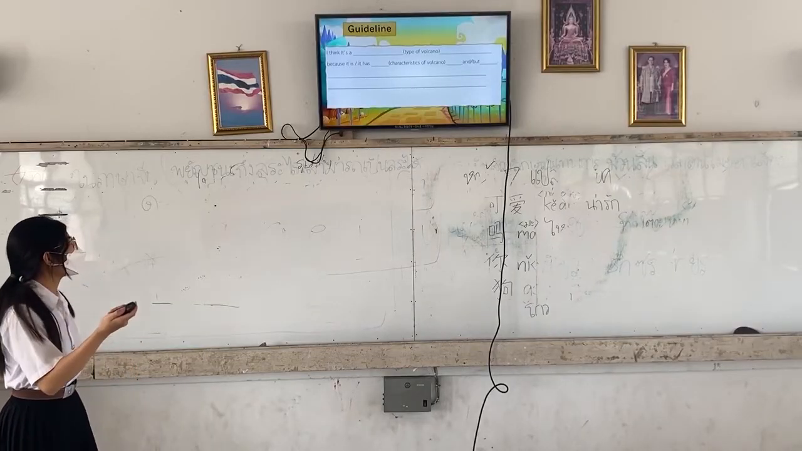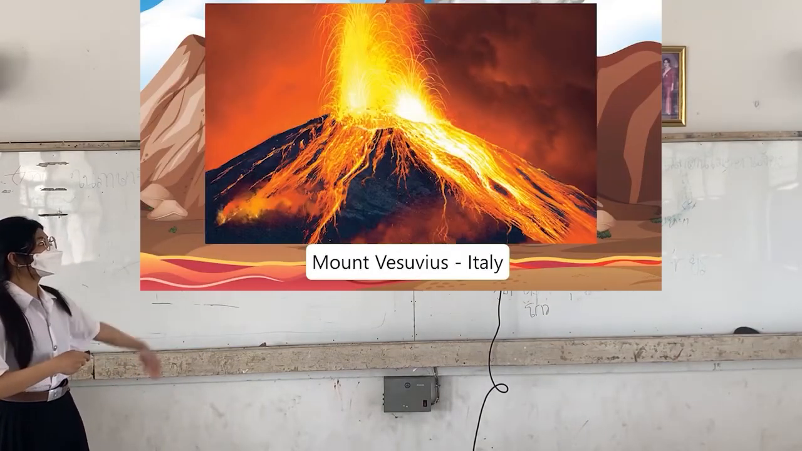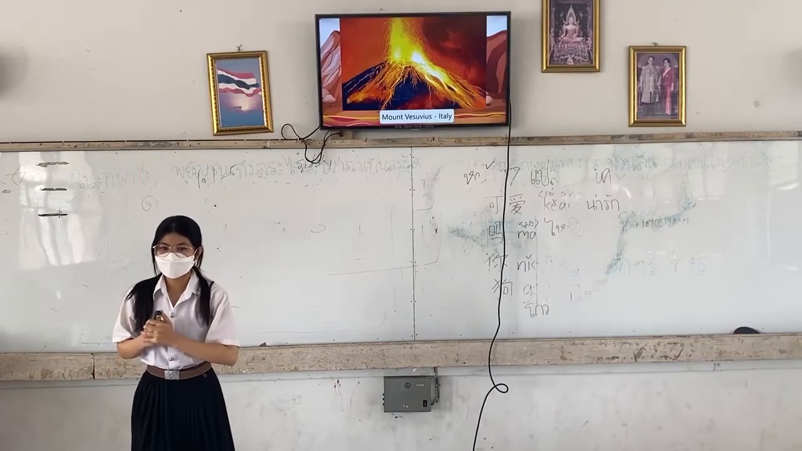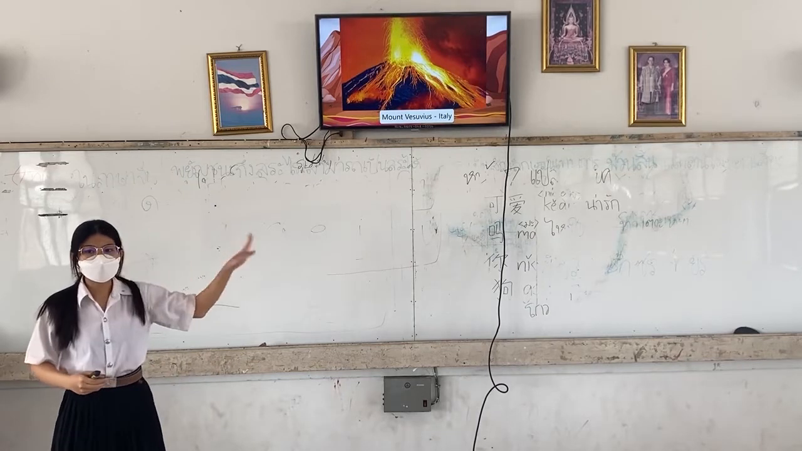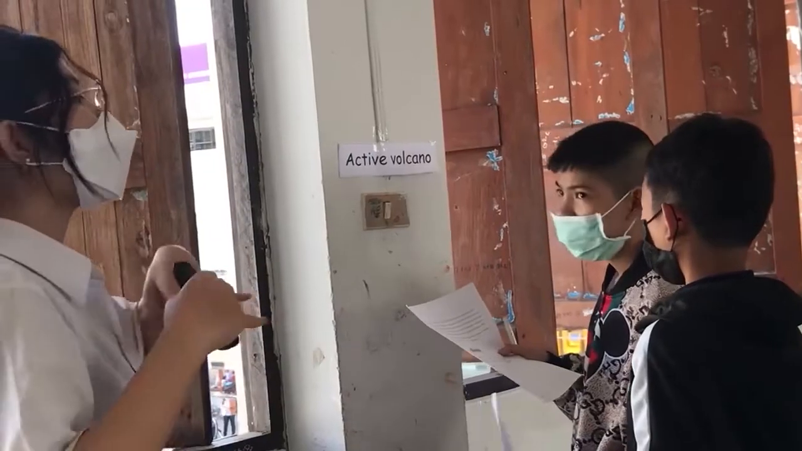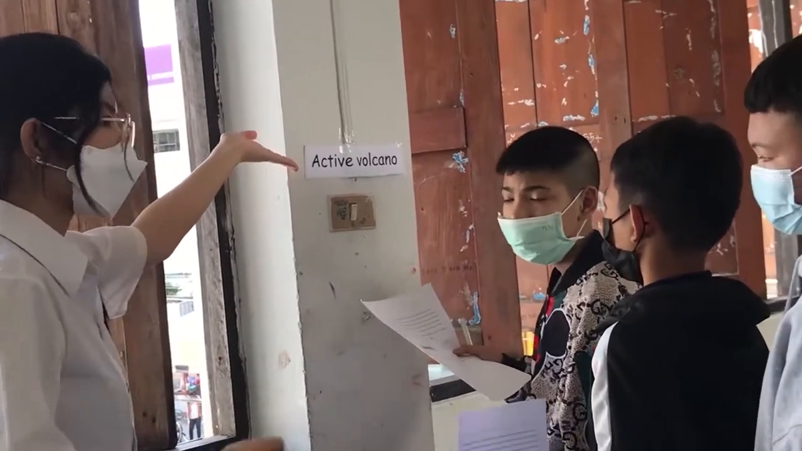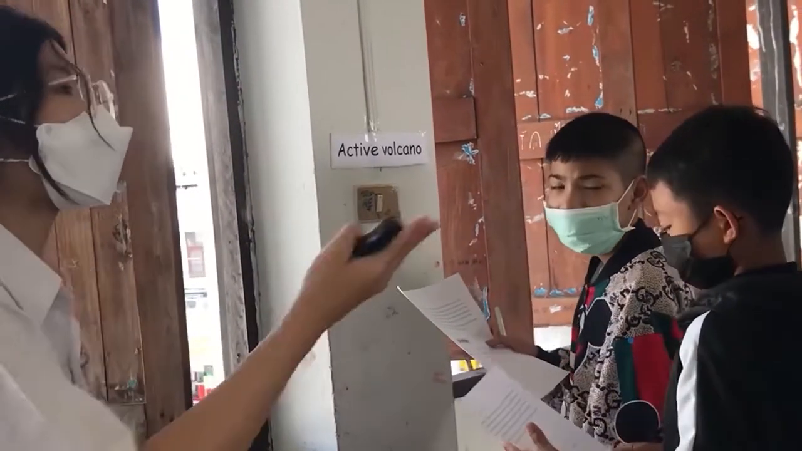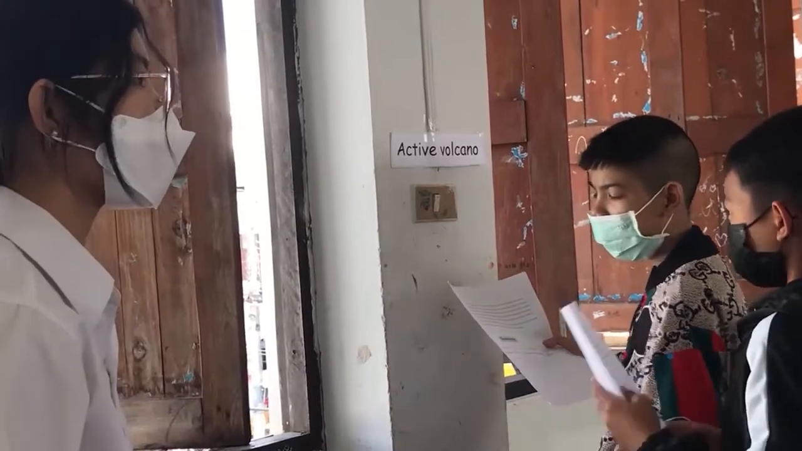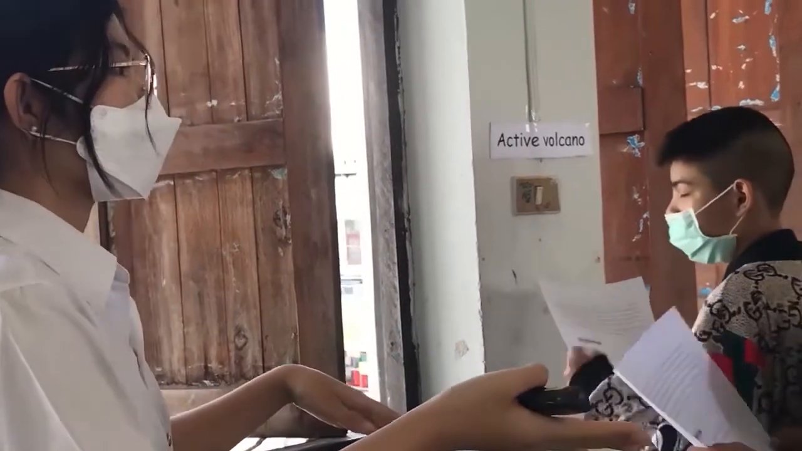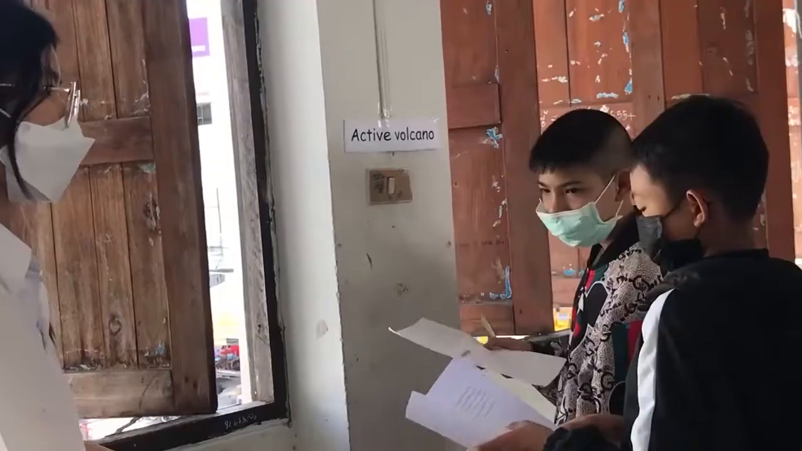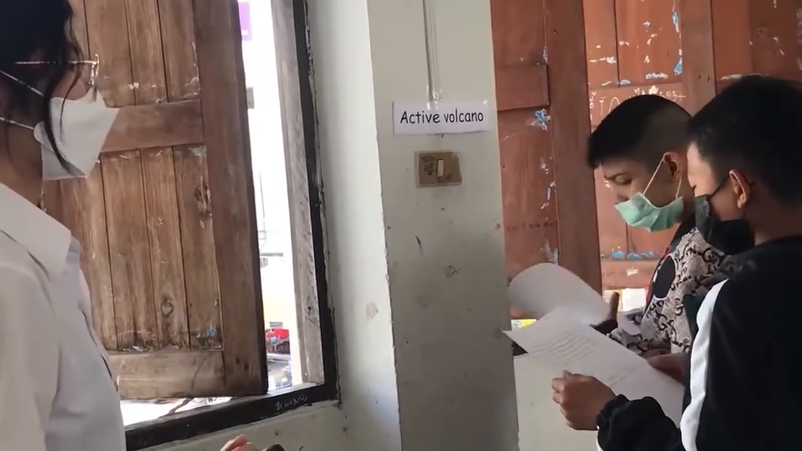Okay, now look at the picture. First one, this is Mount Vesuvius in Italy. So, what type is it? What is your answer? Active volcano. Yes, active volcano. And why do you think it is an active volcano? Because it has lava. Anything else? It's enough. Yeah. Okay.